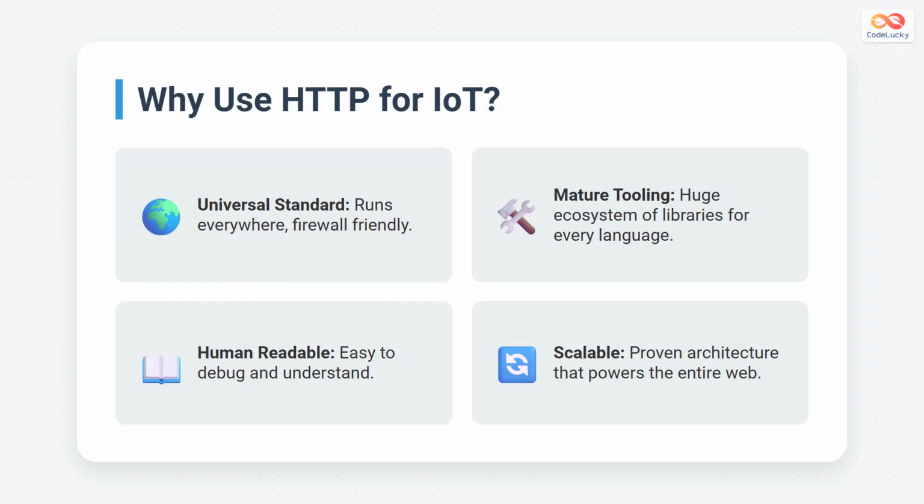You might wonder, why use a heavy web protocol for tiny devices? The answer lies in universality. HTTP is a universal standard that runs everywhere and passes easily through firewalls. It has a massive ecosystem of tools and libraries for every programming language, and because it is text-based, it is human-readable, making debugging much easier.